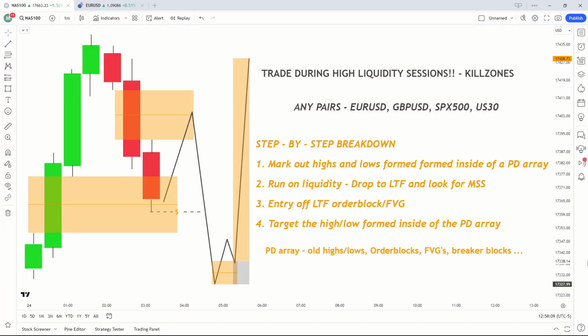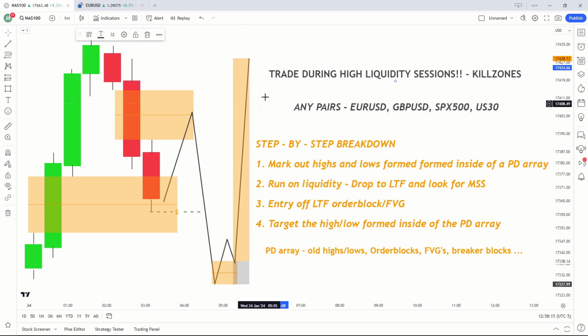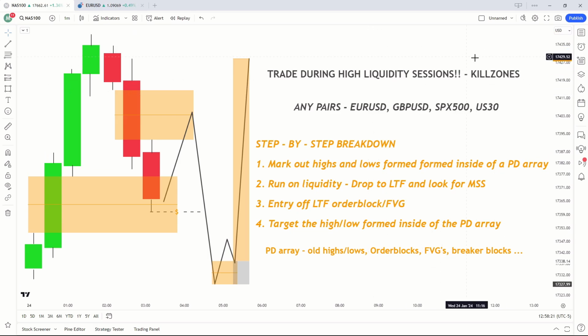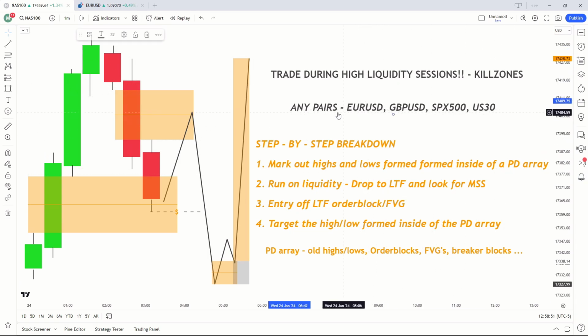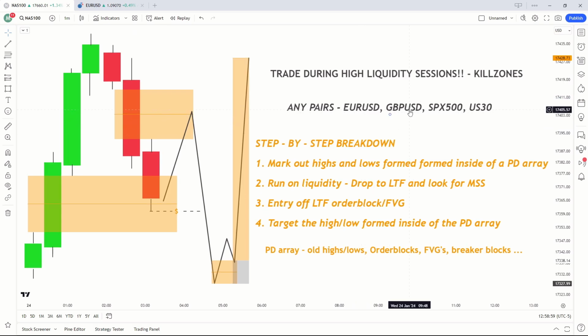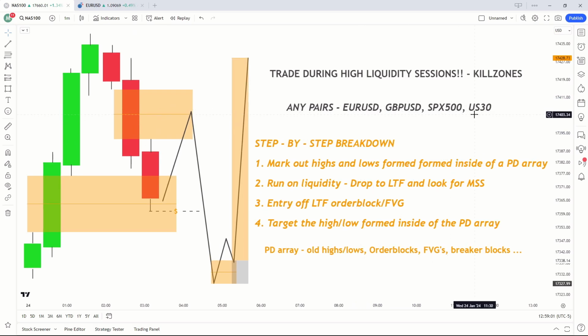Now, before trading the strategy, I want to outline a couple of simple conditions. To greatly increase your win rate and increase your chances of catching those big moves, I do recommend you trade during high liquidity sessions such as kill zones. As for pairs, you can really trade the strategy on any pair. However, the pairs I do recommend for you guys, if you are a beginner and you need a little bit of guidance, is to trade on EURUSD, GBPUSD, SPX 500 and US30.